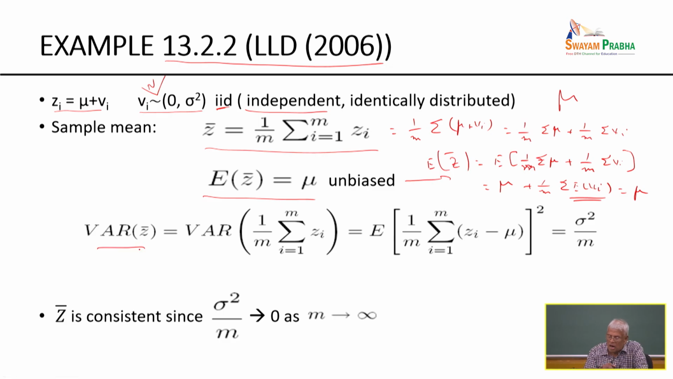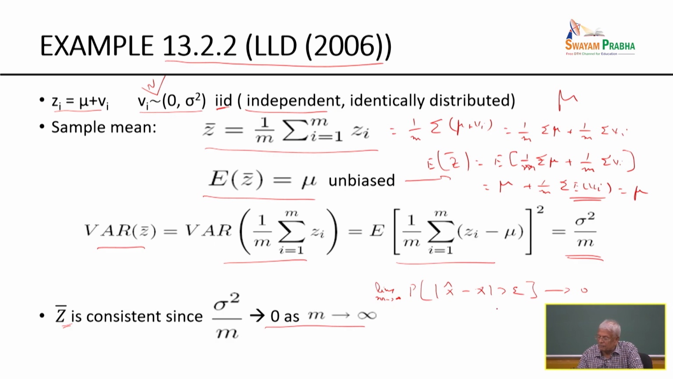The variance of z bar, we have already done that. This is given by the formula sigma square by m. And this z bar is a consistent estimate because its variance goes to 0. If the variance goes to 0, the condition for consistency holds good. What is the condition for consistency? The probability that the true value and the estimate differ by an epsilon amount tends to 0 as m, the number of samples on which z bar is based, tends to infinity. If this happens, we say this z bar is consistent. So the consistency holds good.